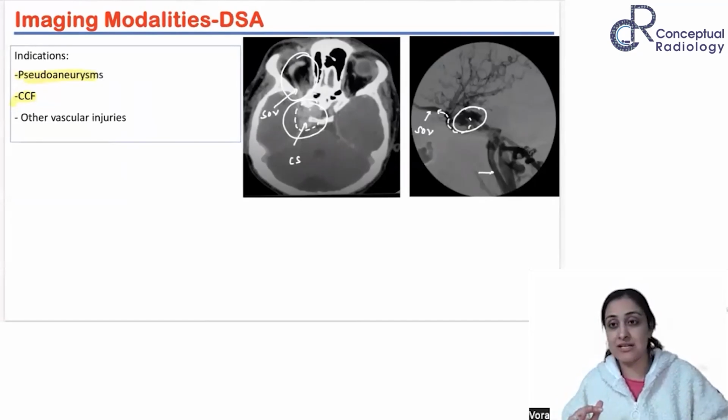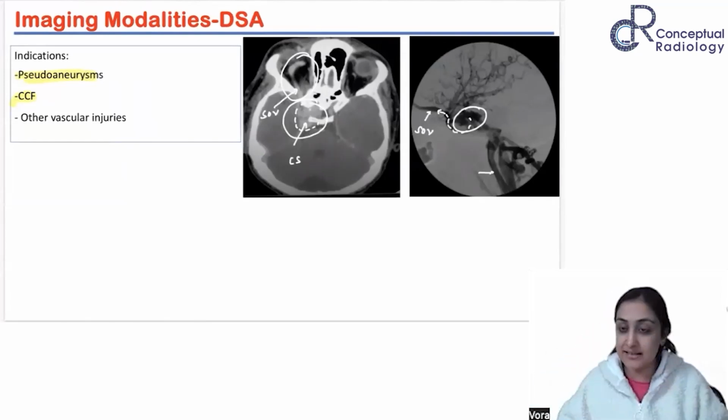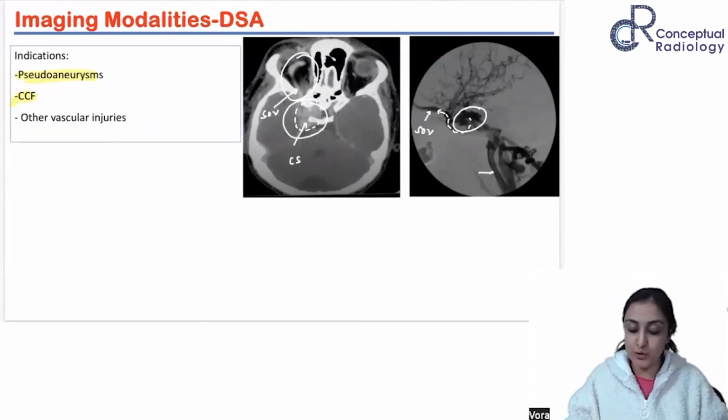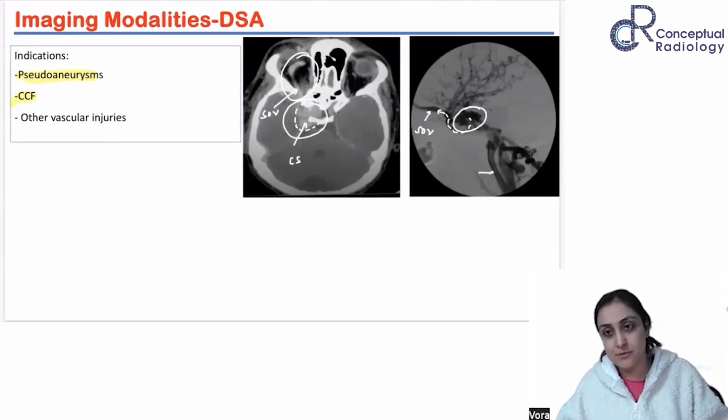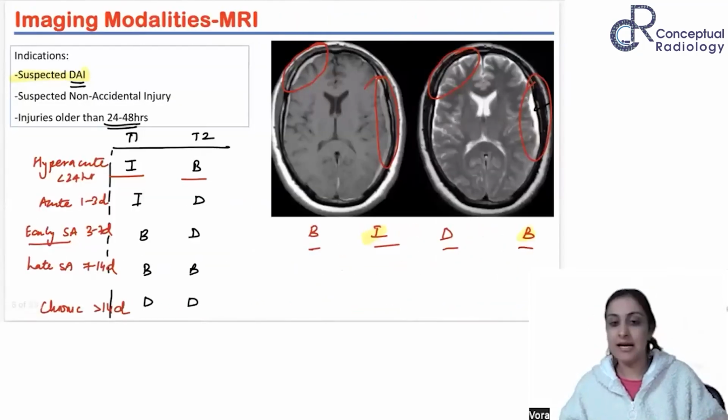Yes, there is Barrow's classification for it, where you have multiple types of what kind of a leak there is. We'll talk about that when we go to IR. But basically, that is one of the indications for DSA when you're seeing a suspected CCF on CCT, or any other vascular injuries have been suspected, like we saw, the indications for CT angio here.